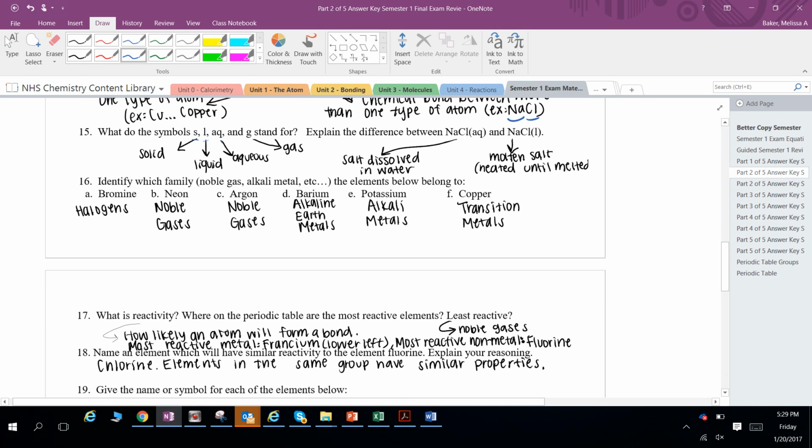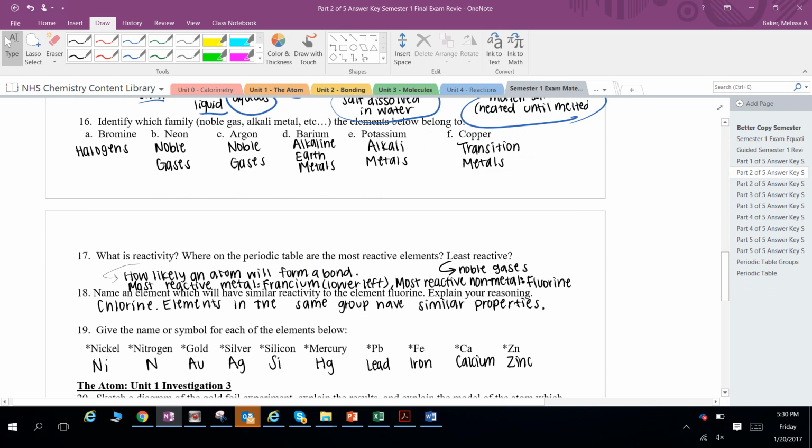All these little symbols, S, L, A, Q, G, most people remember the solid, the liquid, and the gas, but they forget what aqueous means. And it just means that there's a substance dissolved in water. It's different from like something that's a liquid, like NaCl liquid. That means you heated it until it melted. Versus the aqueous version, it just means it's dissolved in water.